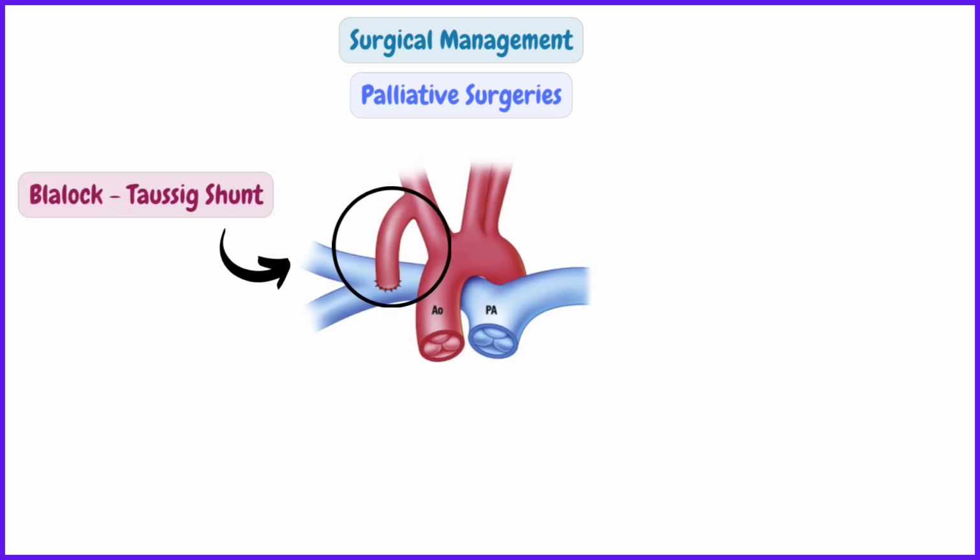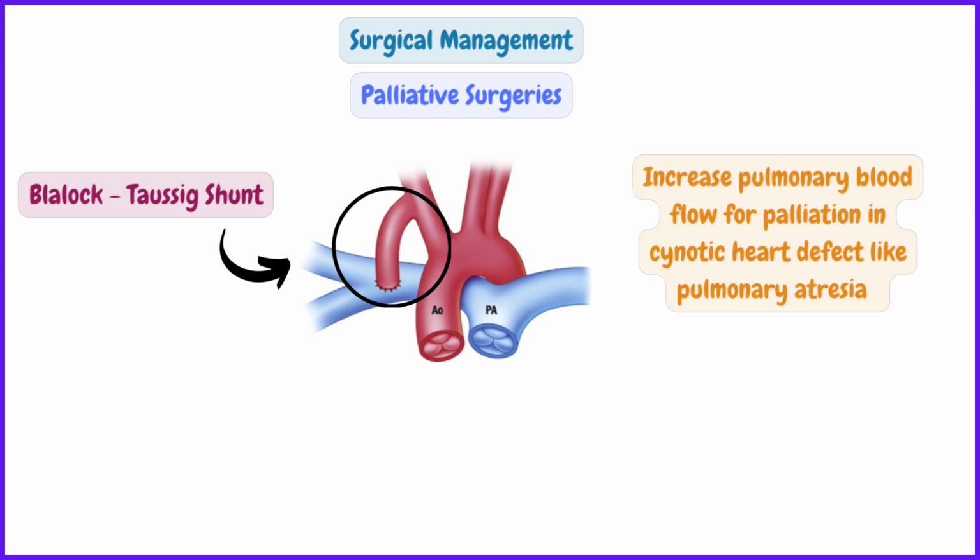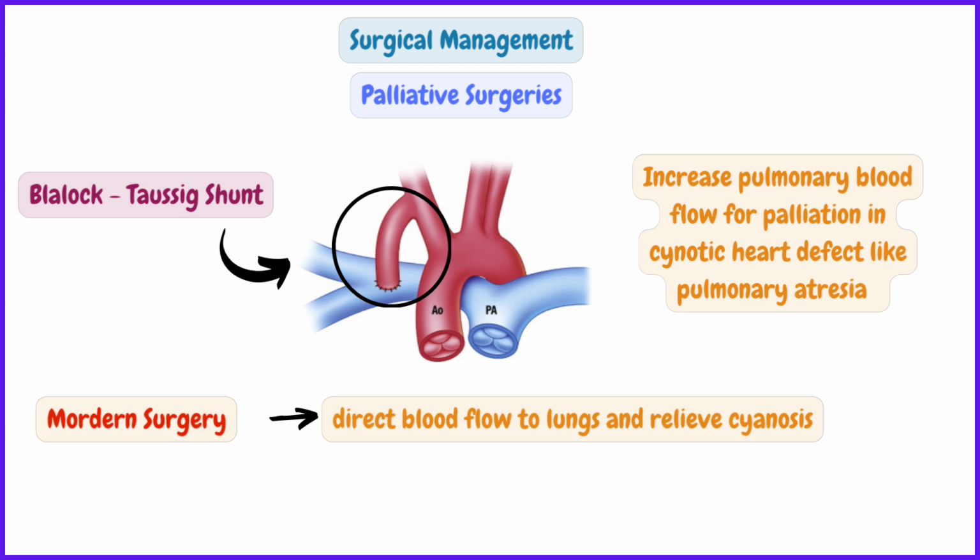The Blalock-Taussig shunt is a palliative surgical procedure used to increase pulmonary blood flow for palliation in cyanotic heart defects like pulmonary atresia, which are common causes of blue baby syndrome. In modern surgery, this procedure is temporarily used to direct blood flow to the lungs and relieve cyanosis until corrective or definitive surgery is performed.